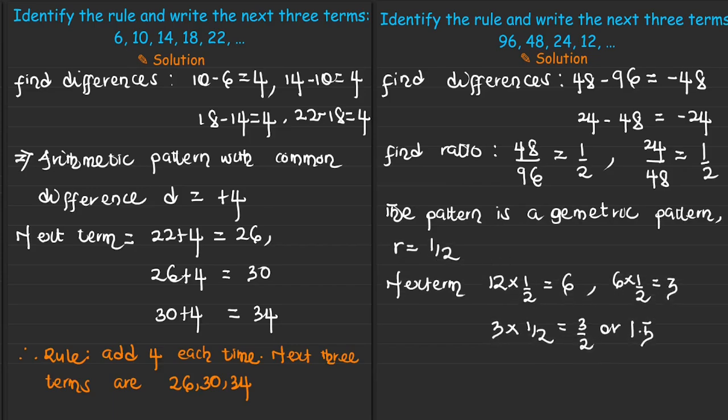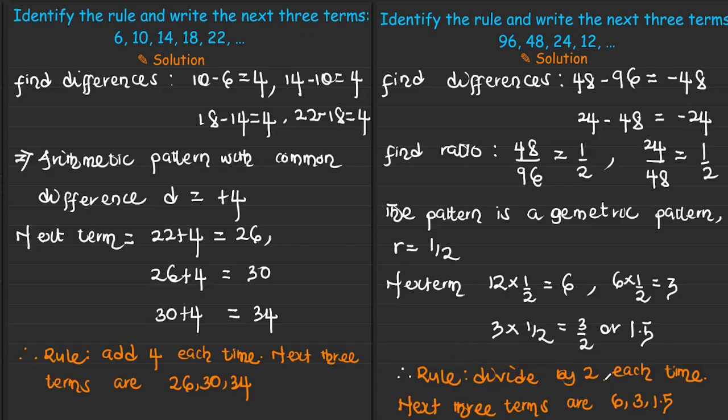The question asks us to identify the rule and write the next three terms. So you can say, therefore, the rule is to divide by 2 each time, and then the next three terms are what? 6, 3, and then 1.5. As simple as that.